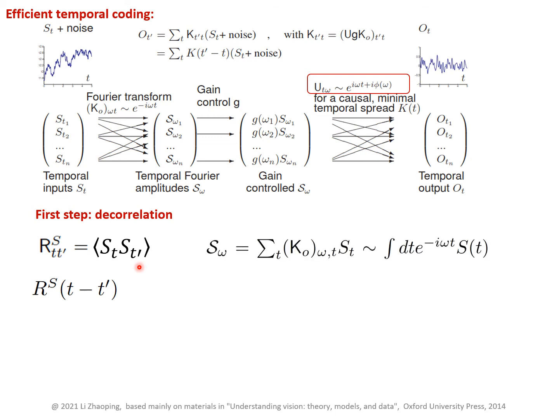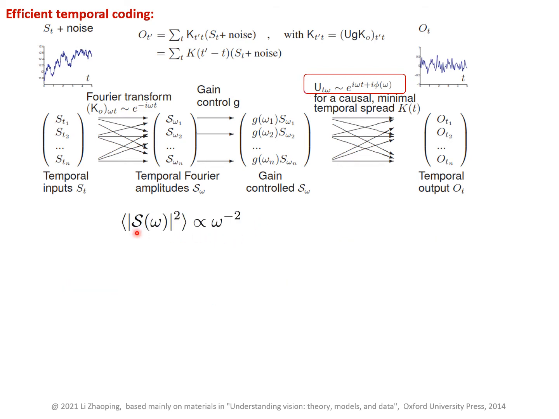Then, like we did for spatial coding, this decorrelation is a Fourier transform, here a transform in time. And so this is the Fourier component for temporal frequency omega. In natural scenes, the power of this Fourier component as a function of omega, when you average over all natural scene images, decays with omega very quickly. And this is also very similar to the spatial power spectrum of natural inputs.